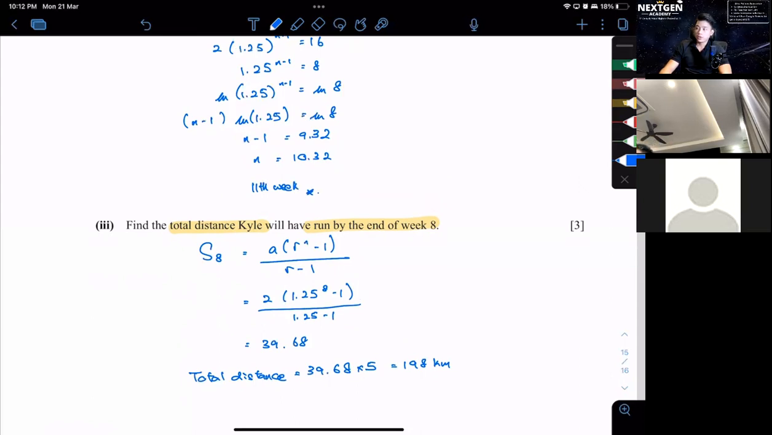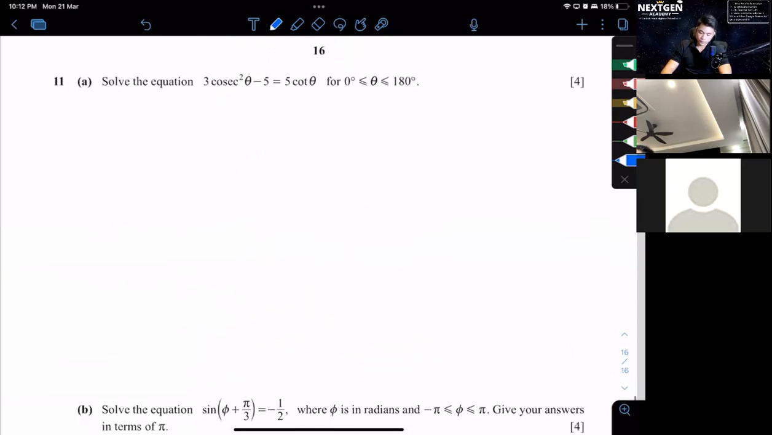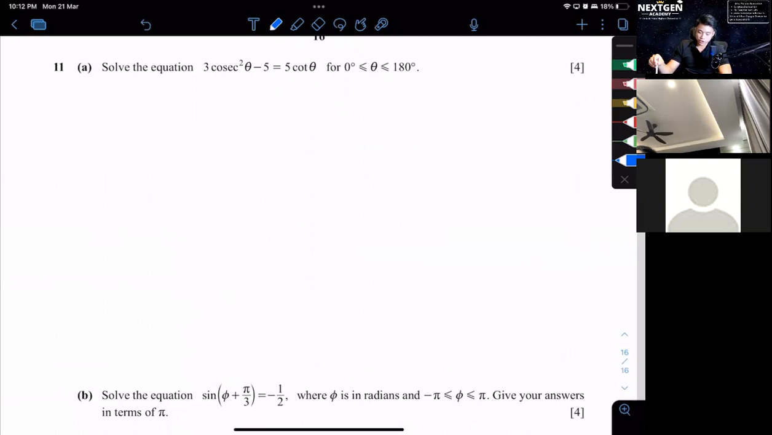All right. One last final one. Okay, solve the equation 3 cosec square theta minus 5 equals 5 cot theta for 0 degrees to 180 degrees. Okay, 4 marks question. So we need to see what is the relationship between cosecant square and cot theta. So go back to your identity. We can find cosec square theta equals 1 plus cot square theta.